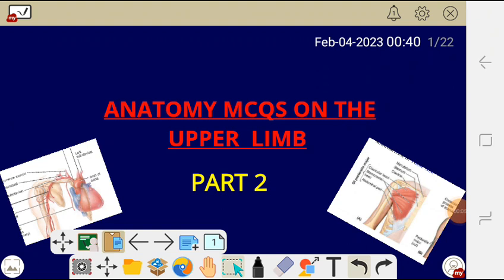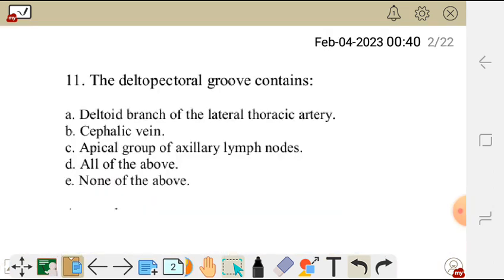In this video, I'm going to go through anatomy MCQs on the upper limb, and this is part 2 of the video. So the first question, which is question 11 in this part, reads: the deltopectoral groove contains A, the deltoid branch of the lateral thoracic artery, B, the cephalic vein, C, the apical group of axillary lymph nodes, D, all of the above, and E, none of the above.